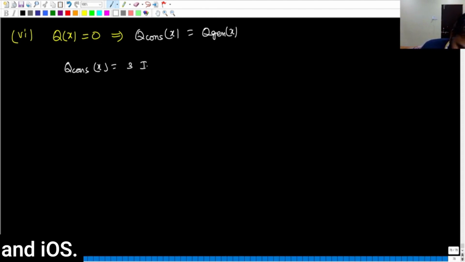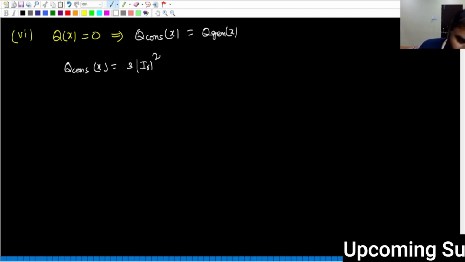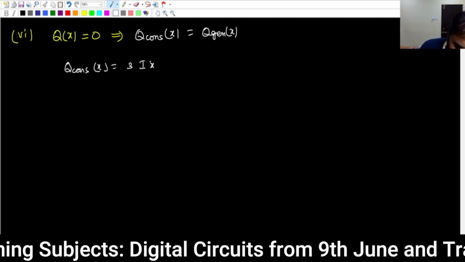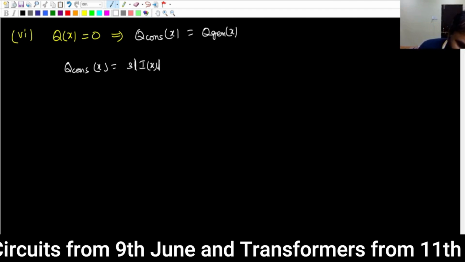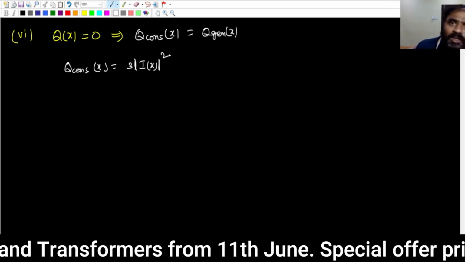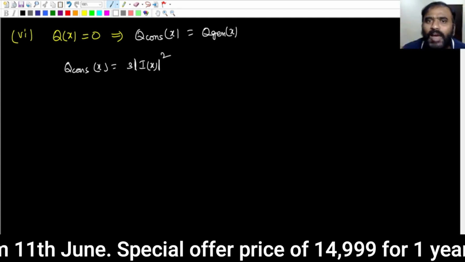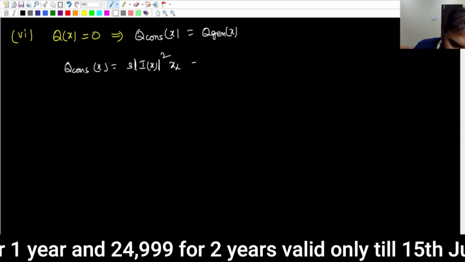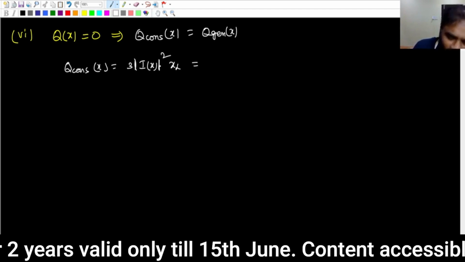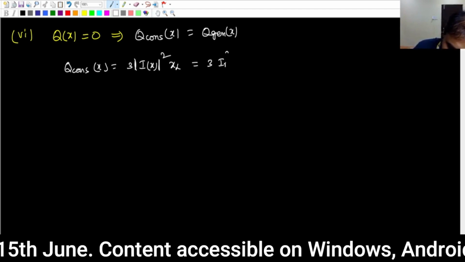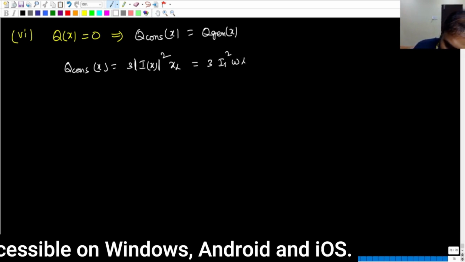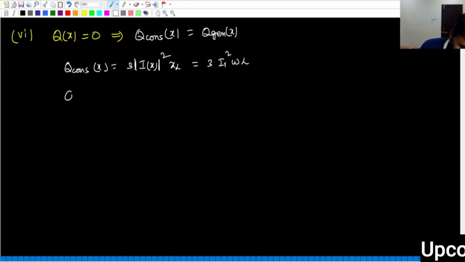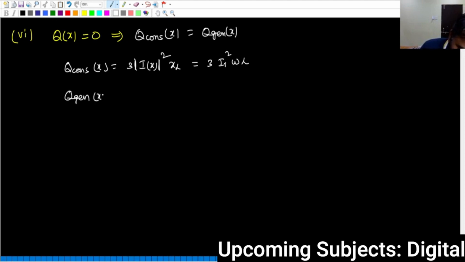3 into magnitude of IR square. Because, let me write magnitude of I of x whole square, better. Because at any point along the line, what is this? I of x. At any point along the line, the reactance is what? Small xl. 3 into I of x whole square into small xl. We can also write it like this: magnitude of Ix is nothing but IR, so 3 into IR square into omega L. This is the reactive power consumption.